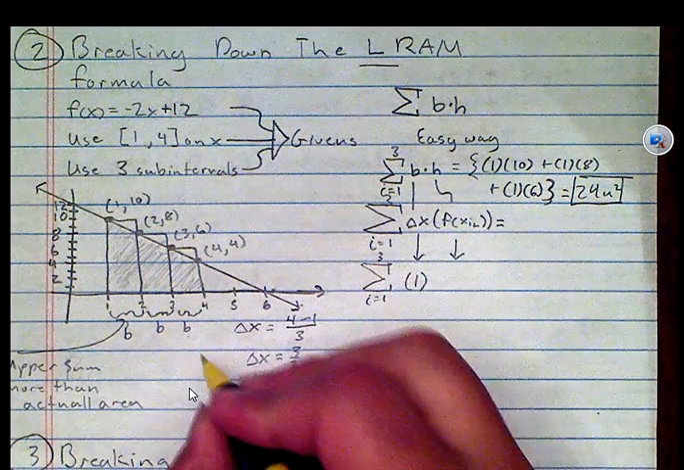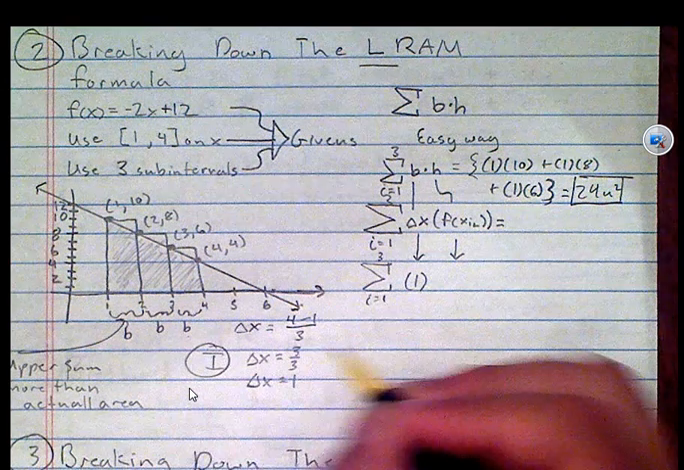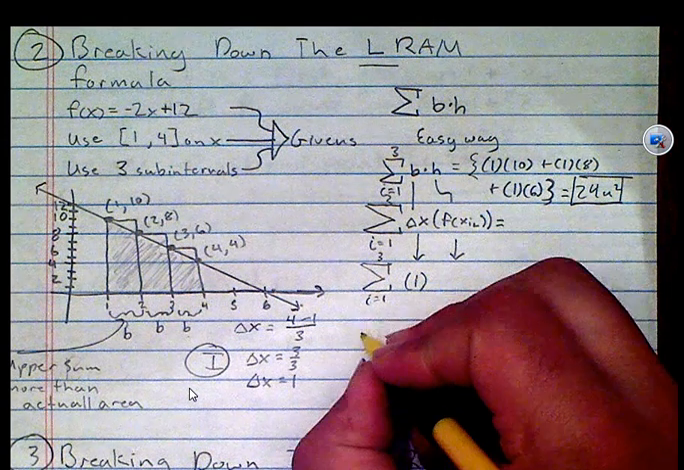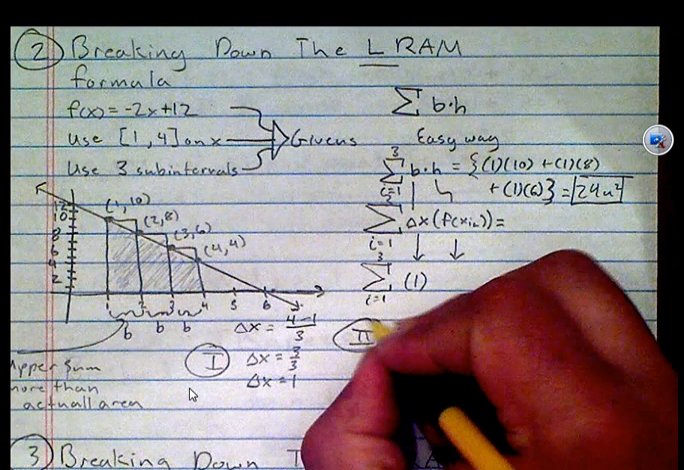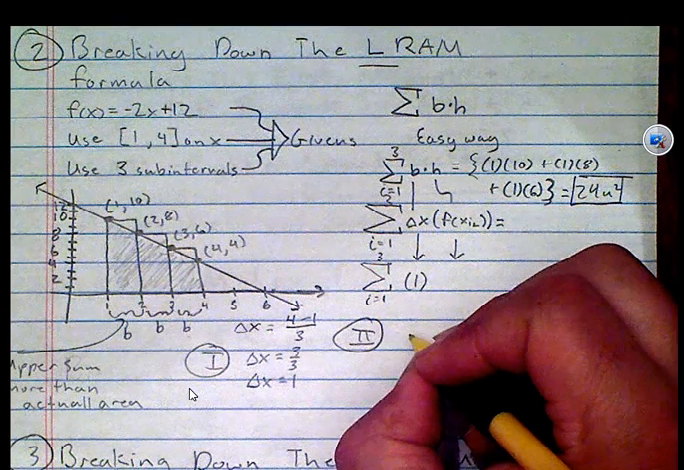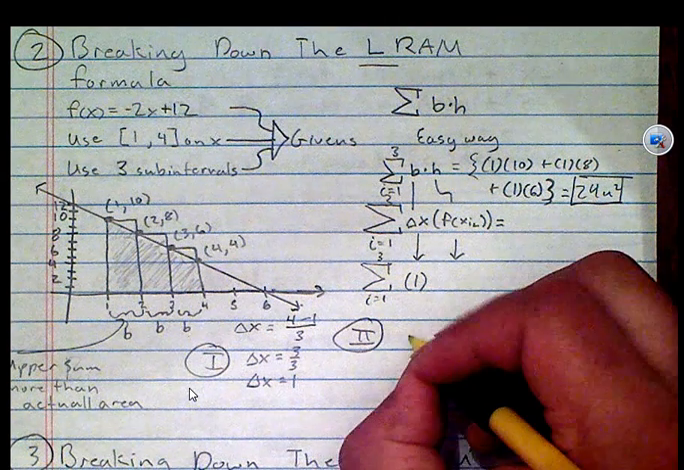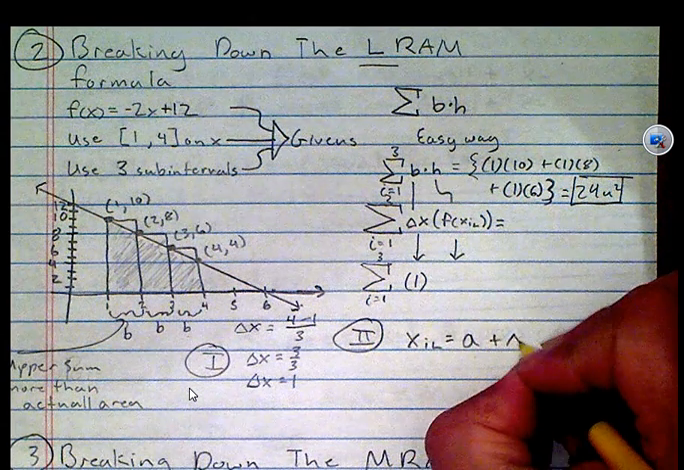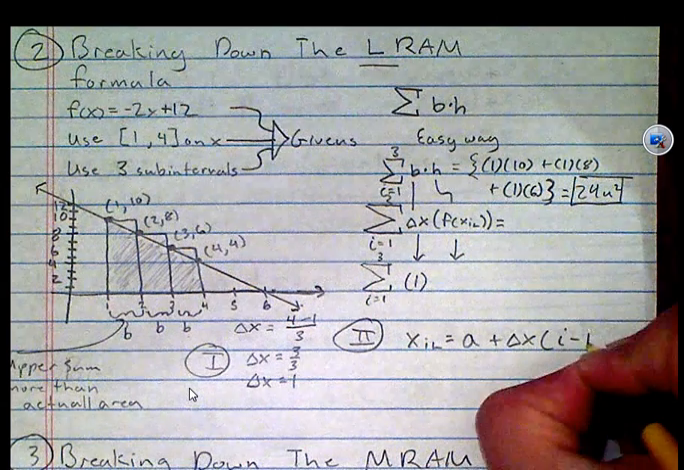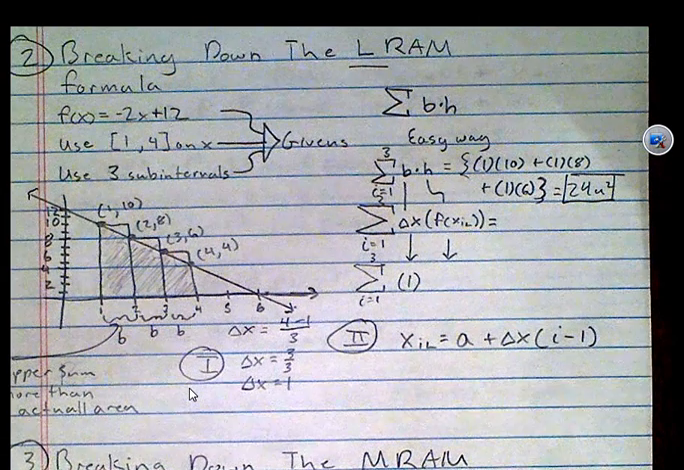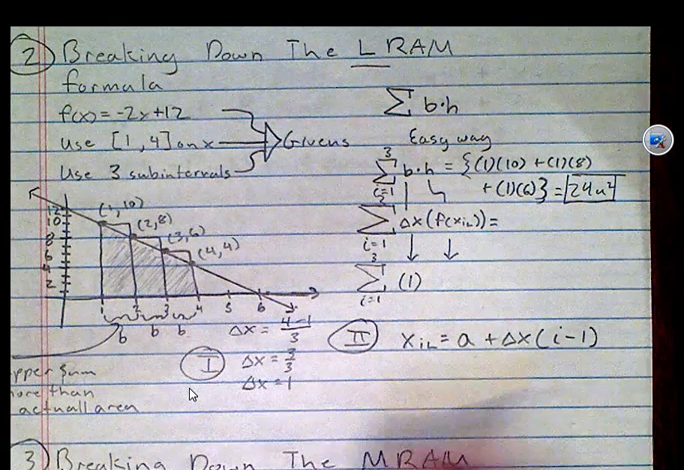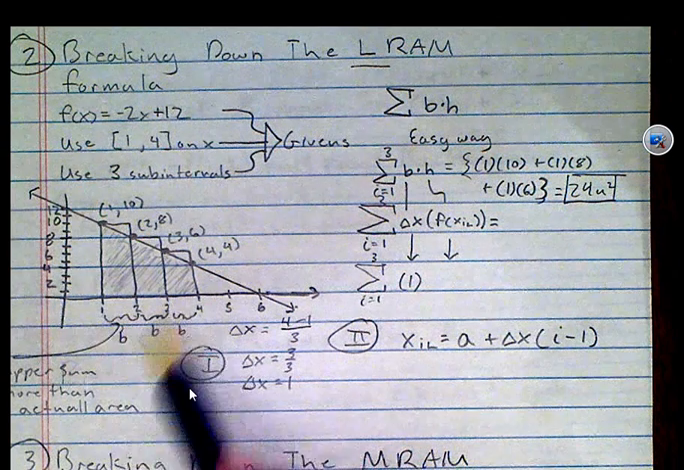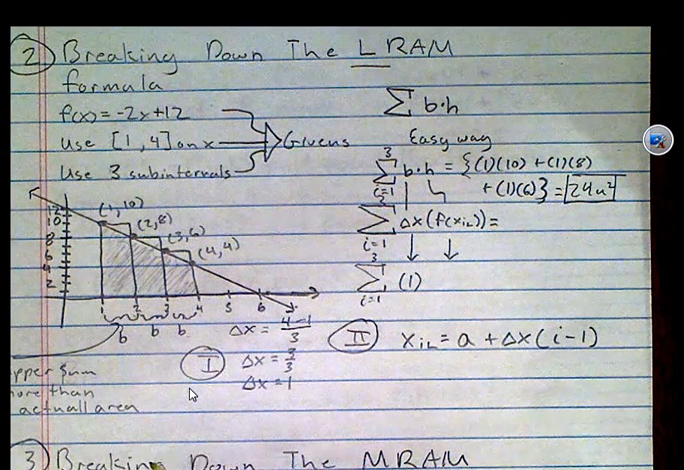So this is step 1. Step 2, we'll say it's find, we've got to find this, but first we've got to find x of i sub L. There's a formula for x of i sub L. It's a plus delta x times i minus 1. Now the reason it's minus 1 is because instead of the x's being 2, 3, 4 like last problem, now they're 1, 2, 3. It's just minus 1. Alright?